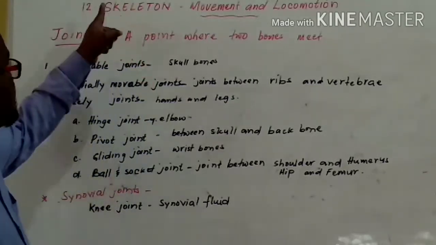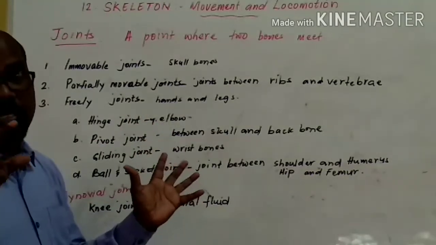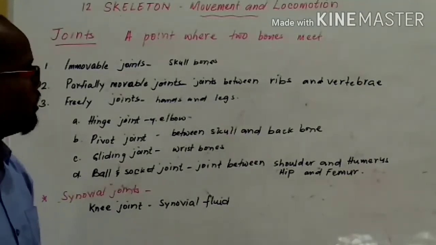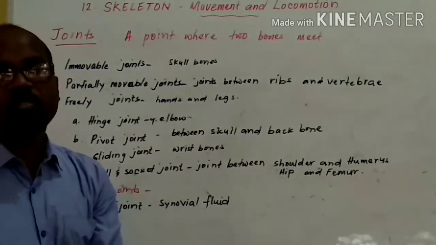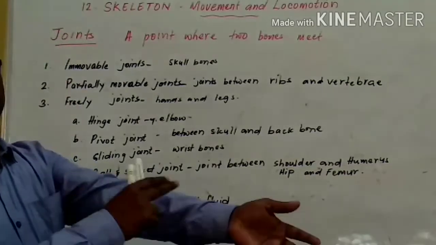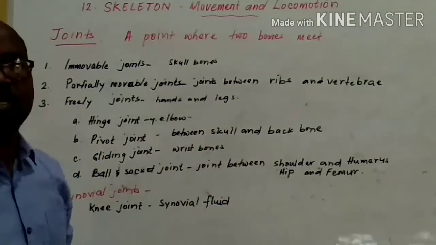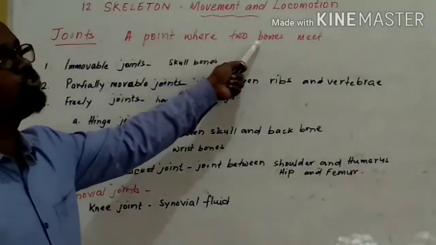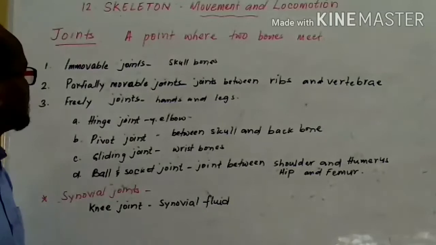Next part of the skeleton system where we will study is joints. All the 206 bones, they are interconnected somewhere. They are connected with each other. Alright? So here femur is connected with tibia and fibula. Humerus with radius and ulna. And all these phalanges and carpals, they are all connected and they form a joint. What is joint? A point where two bones meet is called a joint.